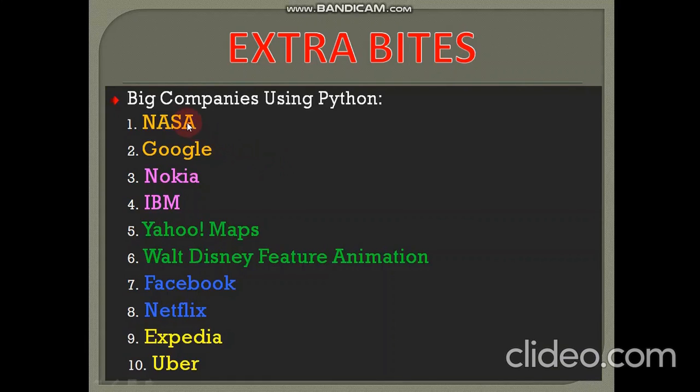Dear students, here is a list of big companies which are using Python. NASA, Google, Nokia, IBM, Yahoo Maps, Walt Disney Feature Animation, Facebook, Netflix, Expedia, Uber. And there are many more companies which are using Python nowadays. So it shows that Python is one of the most popular languages nowadays.